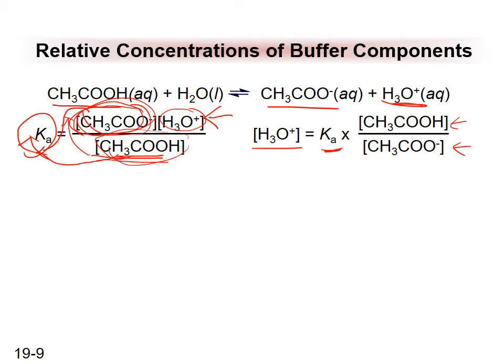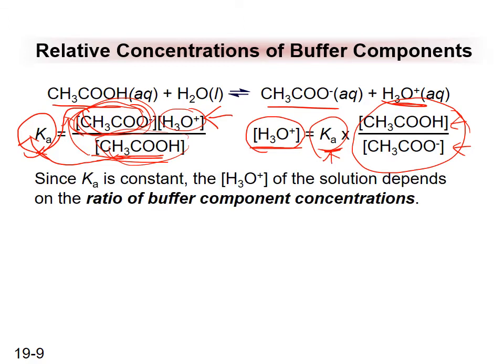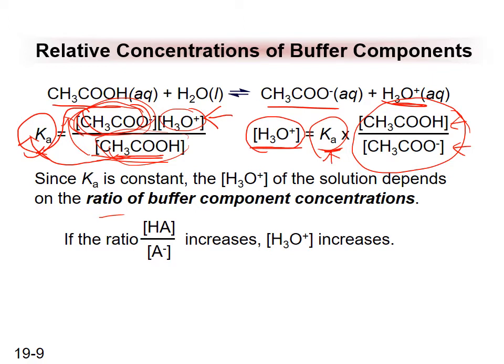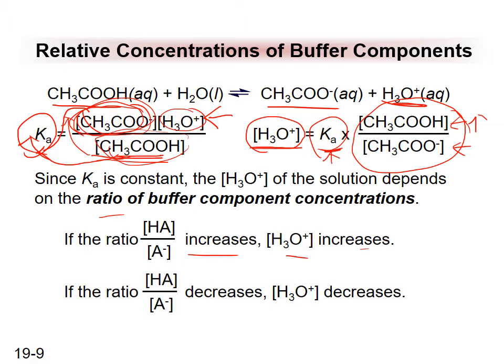Okay, so that indicates that the hydronium ion concentration is a constant Ka times the ratio of the acid divided by the base. Okay, so Ka is constant, so hydronium ion depends on the ratio of the buffer component concentrations. Now, if this ratio increases, if acid increases, then hydronium ion increases, of course. If the ratio decreases, meaning acid concentration becomes smaller, then the hydronium concentration decreases.